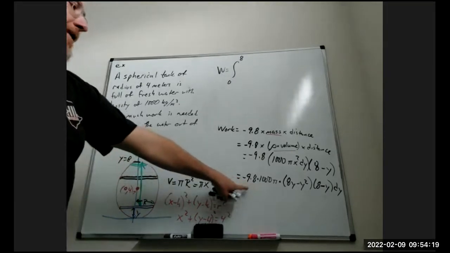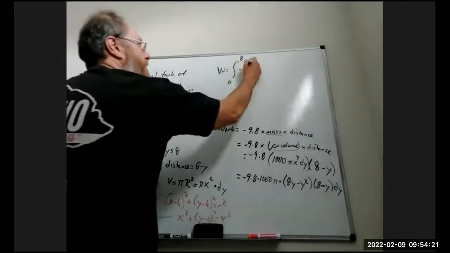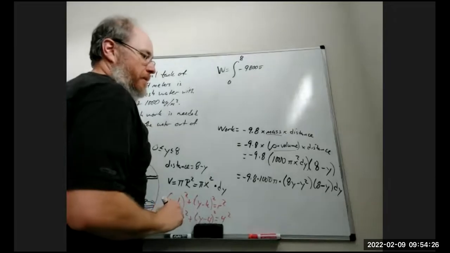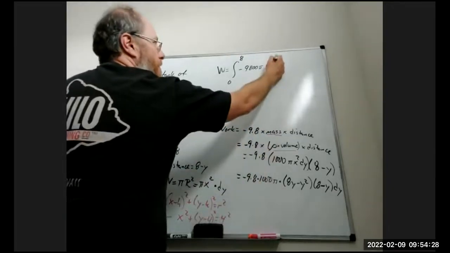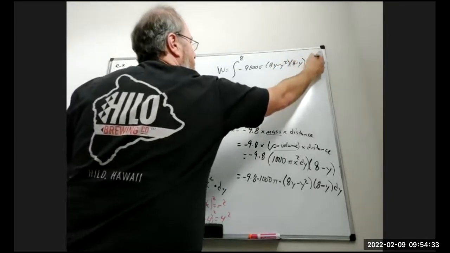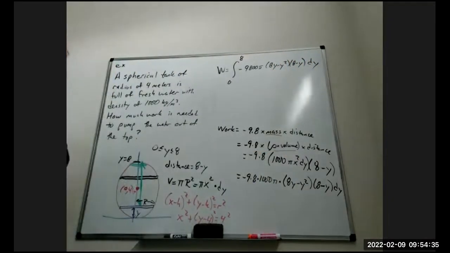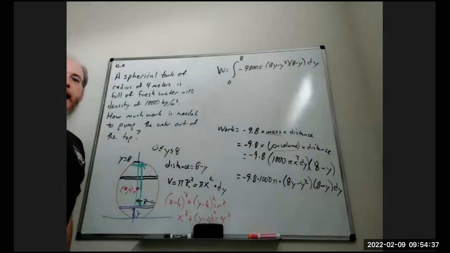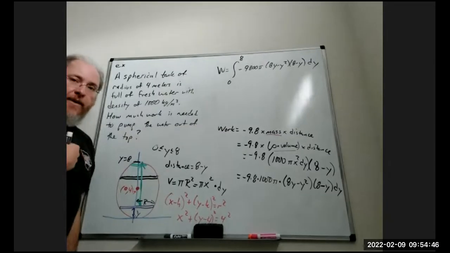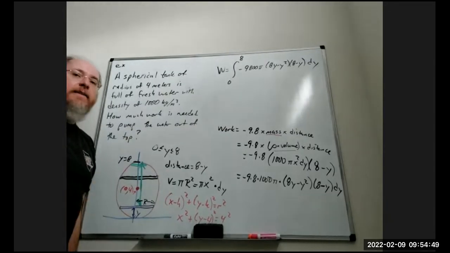I'm going to multiply all this together. So I get negative 9,800 pi times 8y minus y squared times 8 minus y dy. And that's going to give me the total amount of work that gravity is doing. That's why it's negative. And we are going to have to supply the positive amount of that work to empty this tank.